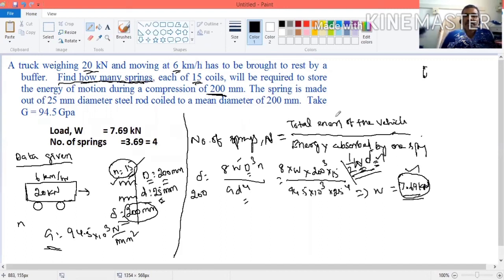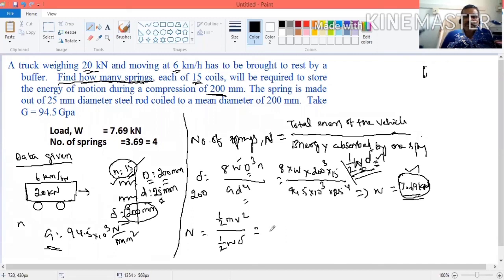So now we substitute in this equation. Number of springs, N, is equal to total energy. How to find the total energy? Half into mv square, divided by half into W into delta. What is half mv square? Half mv square is the kinetic energy of the vehicle. That energy is stored in the springs. Half W delta is for one spring. So that will give N, capital N, that is the number of springs.